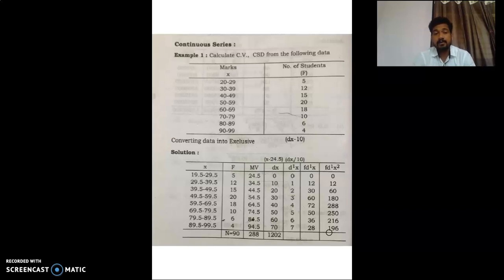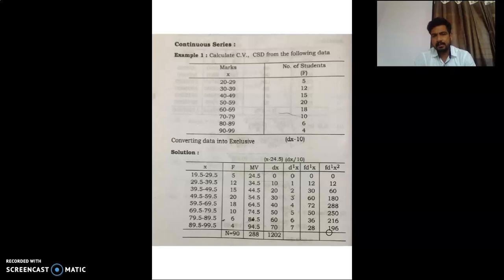I tried to cover the entire methods of dispersion, right from range to standard deviation. Range, quartile deviation, mean deviation, standard deviation, and the variance, their coefficients, everything I tried to cover. So this is actually our last lecture of unit number 2. From the next lecture, we will move to unit number 3, skewness.